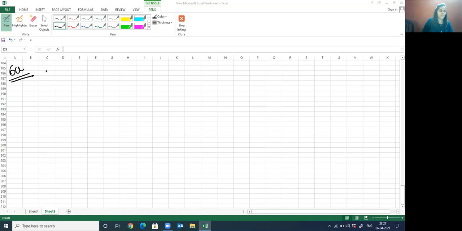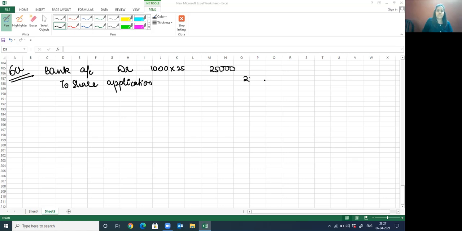So first we will talk about, now first application money is coming in. The journal entry will be bank account debit to share application. So that will be 1000 shares into 25. So 25,000. Then you will transfer share application amount to equity share capital.